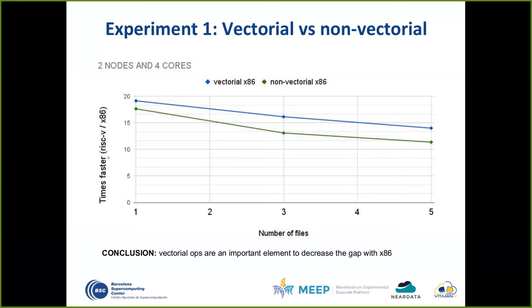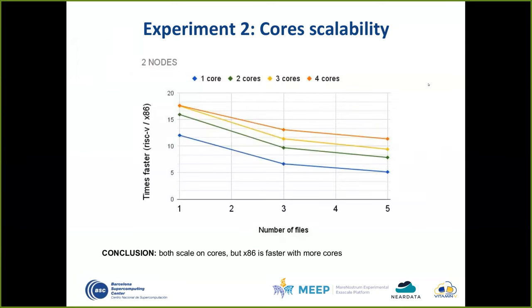Here on the y-axis, you can see how many times faster the application is in x86 versus RISC-V. And on the x-axis, you can see how changing the number of files affects it. What you can see is that it's always faster if we use the vectorial operations on RISC-V. So the conclusion of this experiment was that vector operation is something that could be a first implementation for RISC-V that could improve our benchmarking time.